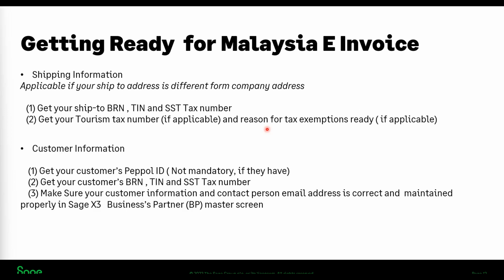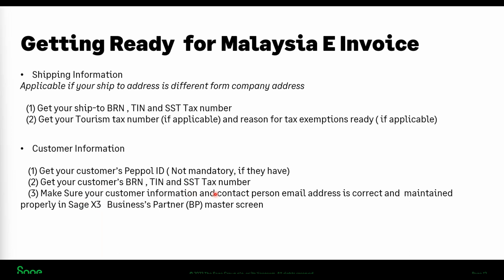the last preparation that you need to do from your side is on the customer information, your buyer information. Okay, number one, you can get their customer PayPal ID. It's not mandatory anyway, but if they're using PayPal, maybe you can start asking them, and then you can get their PayPal ID if they have. Okay, and second is to get your customer's BRN, TIN, and also SST tax number. Okay, this one is very important and very critical. It's actually a mandatory requirement from LHDN.